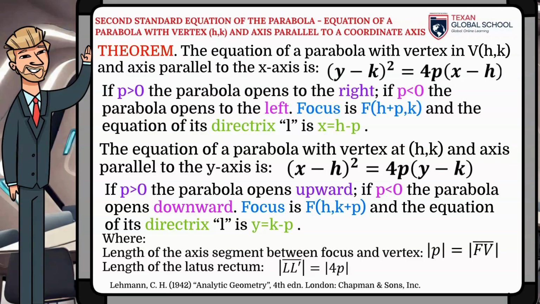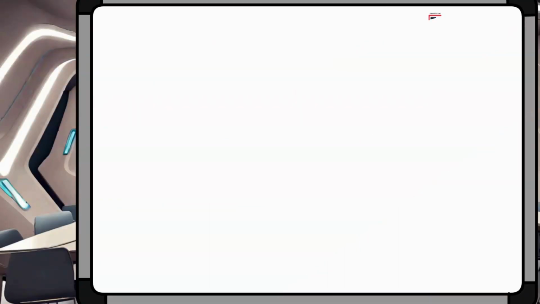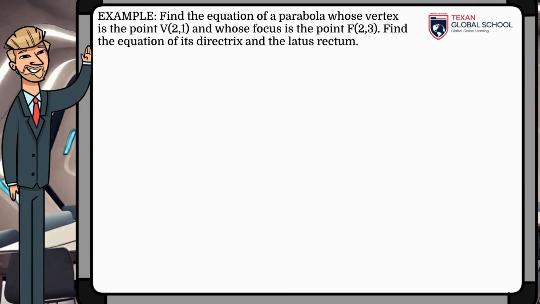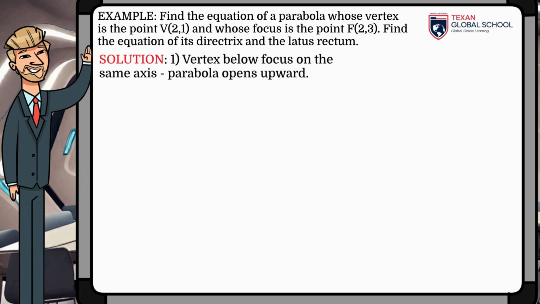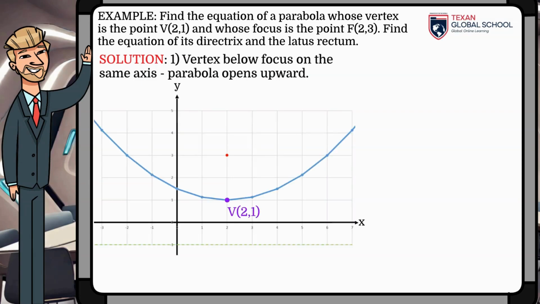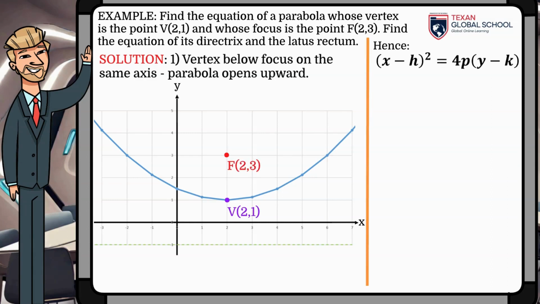Let's look at an example. Find the equation of a parabola whose vertex is the point 2, 1, and whose focus is the point 2, 3. Also find the equation of its directrix and the latus rectum. Since the vertex and the focus of the parabola are on the same axis, and the vertex is below the focus, we can deduce that the parabola opens upwards. So, use the formula x minus h squared equals 4p times y minus k. Directly substitute the value of the given vertex h, k into the equation.